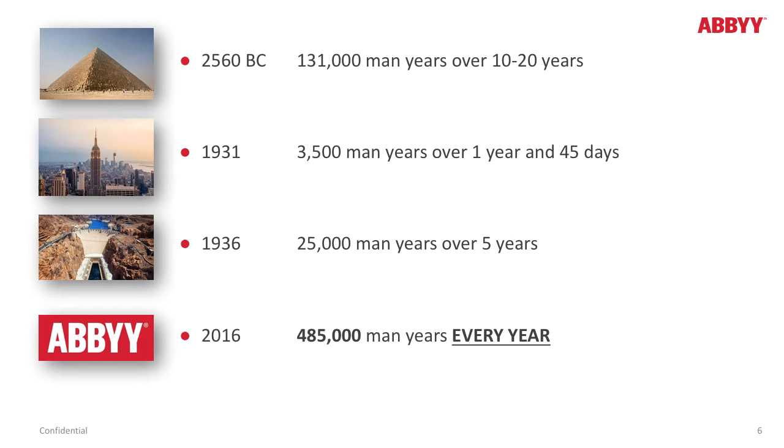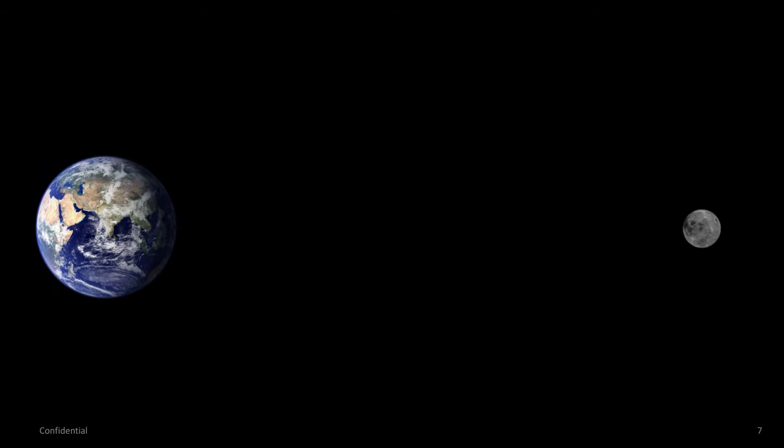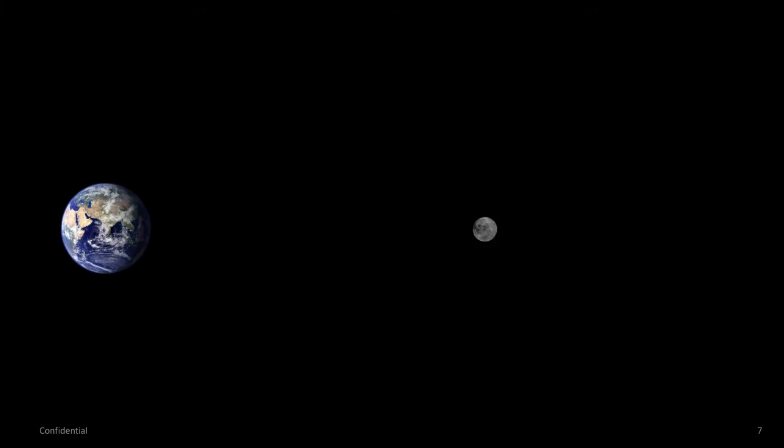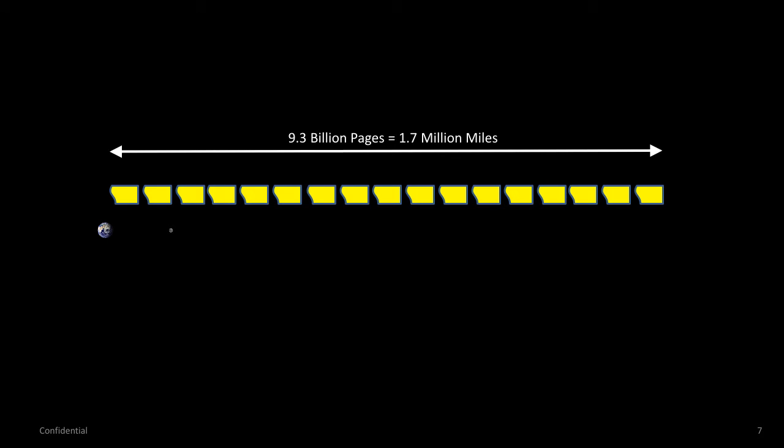And in terms of what does that look like physically in terms of the number of documents that we actually process? Well, if you were to take all the documents that we process every single year and lay them end to end, they would in fact stretch over 7 times the distance from the Earth to the Moon. That's 9.3 billion pages, which if you added it end to end is about 1.7 million miles.